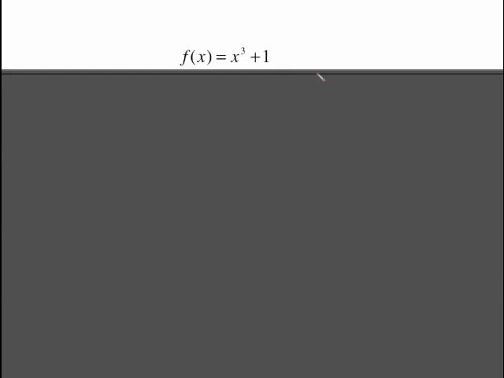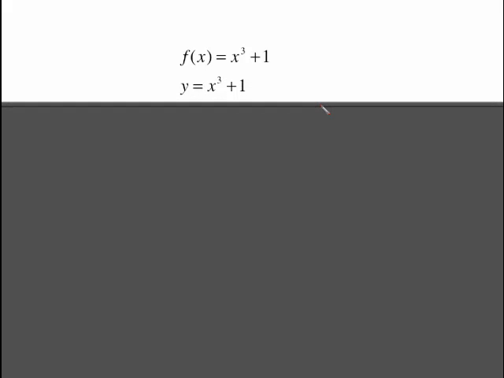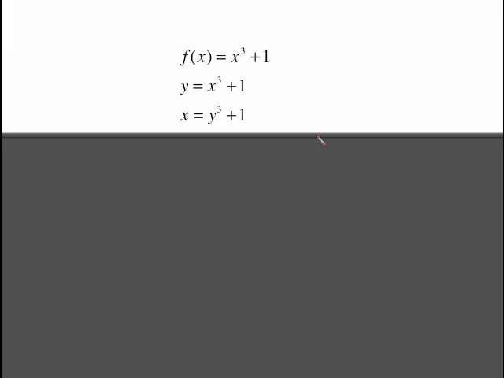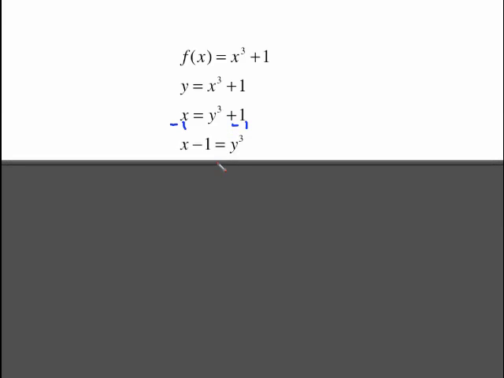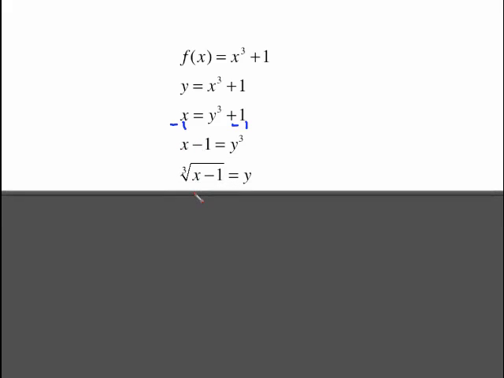f of x equals x cubed plus 1. Let's replace f of x with y. Swap out your x and your y, and then solve this for y. Very easy to solve. Start by subtracting 1 from both sides. And then this is y cubed. The only way to undo y cubed is to do the opposite, which is the cube root. So I do the cube root of both sides. And you have to ask, is that a function? And the answer is yes.